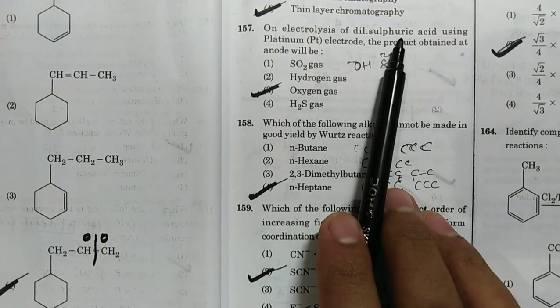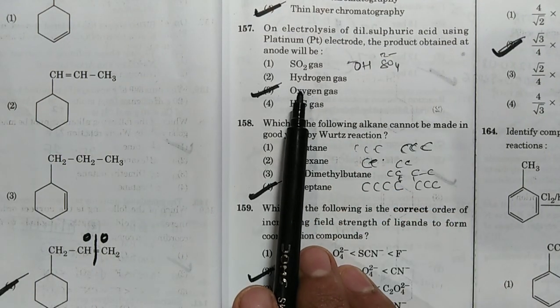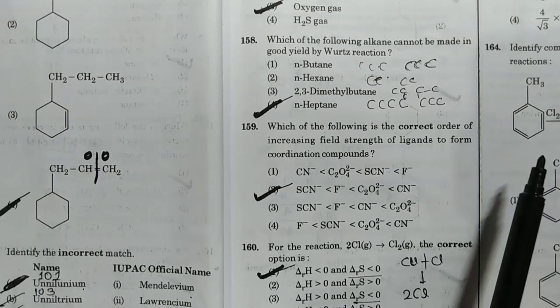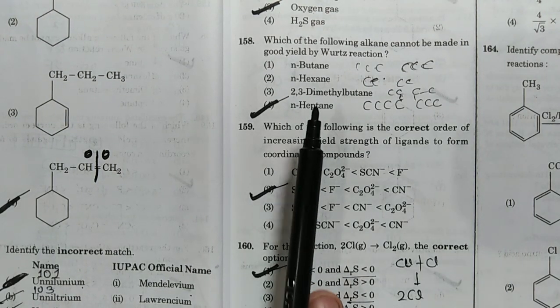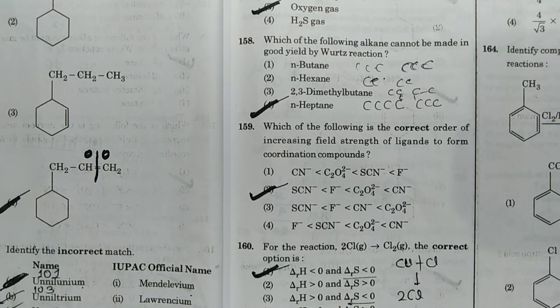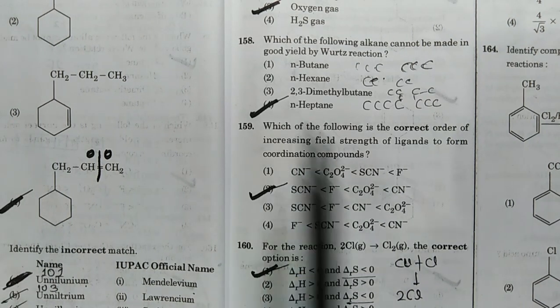On electrolysis of dilute sulfuric acid, the answer is oxygen gas is liberated. Remember, in my notes also it is very clear. Then Wurtz reaction. N-heptane is the answer, because n-heptane is the asymmetric one. So hence the answer is this one.